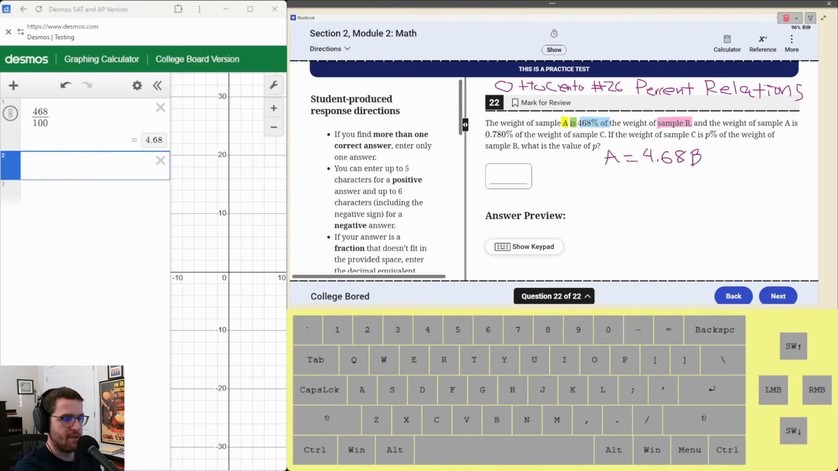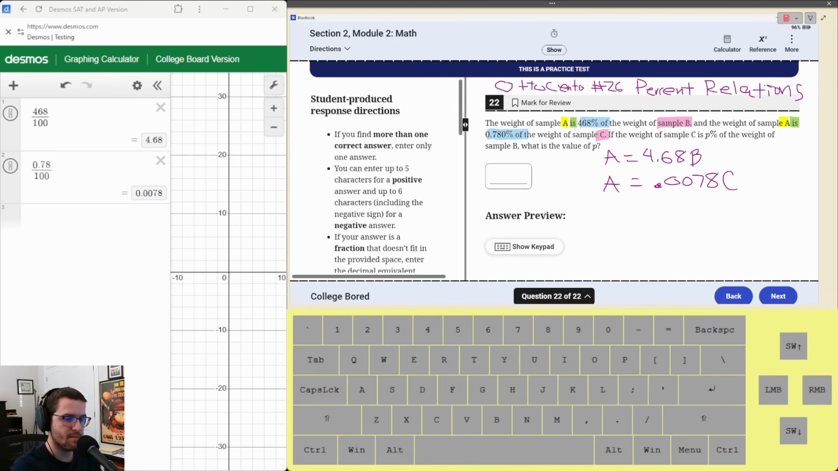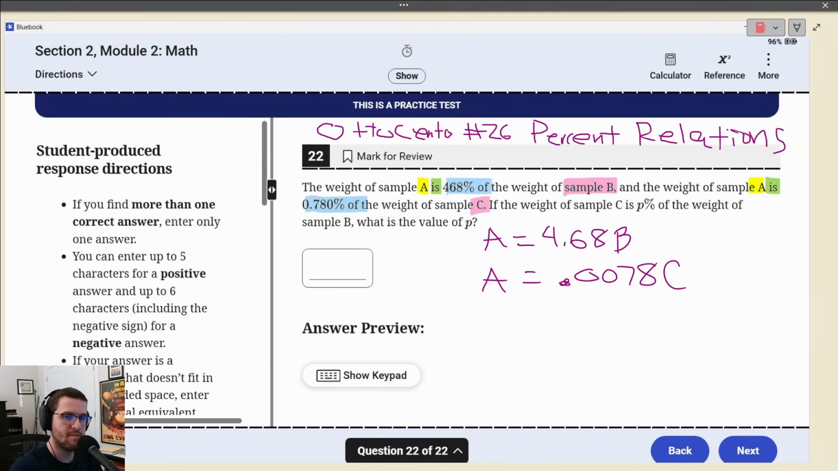And now we're going to look at the second equation. A is 0.78% of C. So A is means equals, come back over here, 0.78 divided by 100. That's how we make a percent a decimal. 0.0078, and then it says C, so we're going to do times C. Okay, I think that's good enough for now.